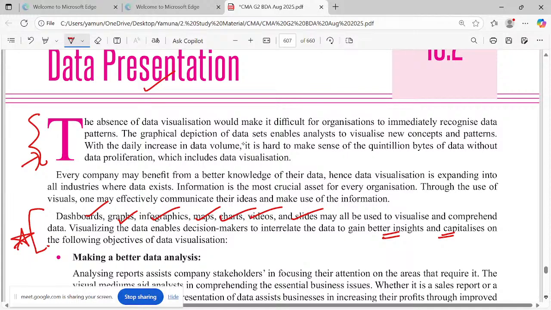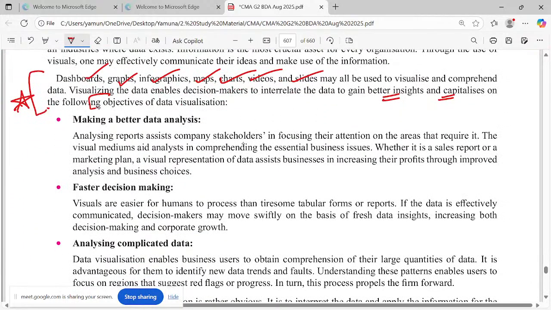Okay. So the objective of data visualization is that you can have a better analysis. Ultimately, when you properly process the data, you're going to get the information, so you can go for better analysis. So you can clearly focus on the intention or on which area you should pay attention, regarding the business issues you're facing and what is needed. Whether you're going for a sales report or marketing plan or visual presentation or whatever it is, you can do it in all ways. So this is the first one.